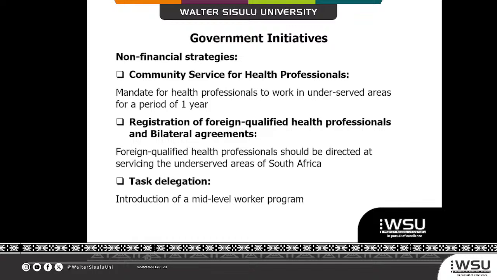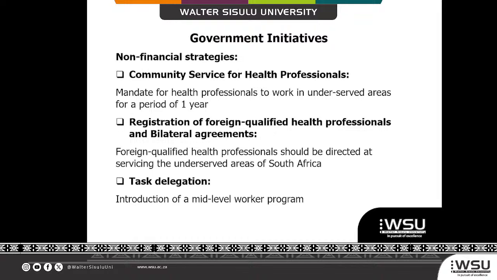There are also bilateral agreements with other countries as some of these non-financial strategies. One of the key principles of the policy on recruiting foreign health professionals is that they should be deployed to serve in underserved areas of South Africa. And they will only be registered to work in public health sectors.